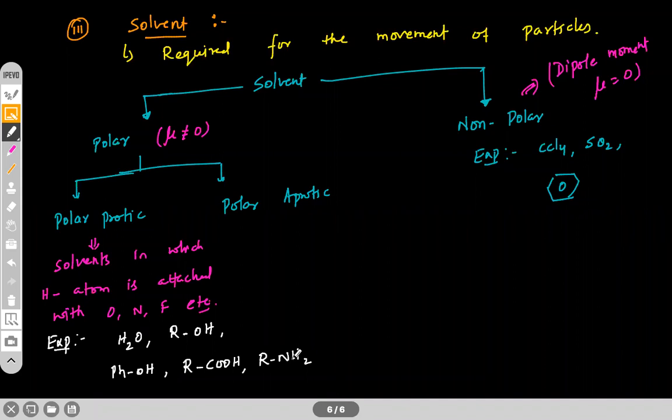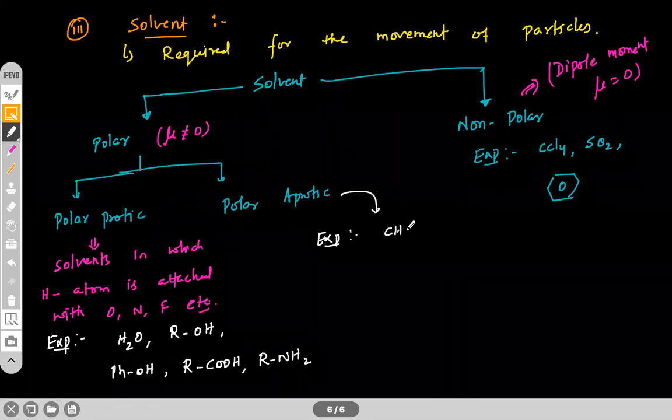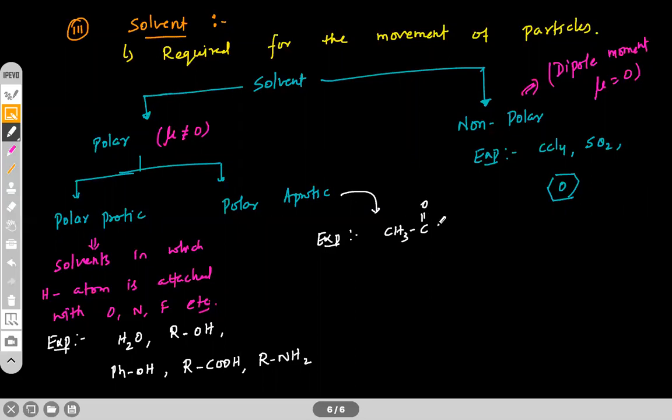Okay. Now, another thing that you need to memorize here. Okay, I'll discuss this later. Polar aprotic. What is a polar aprotic solvent? Polar aprotic solvents are solvents in which there is no hydrogen bonded to an electronegative element. For example, CH3, this we call dimethyl sulfoxide, DMSO. You'll get this only written in the exam. Dimethyl sulfoxide.